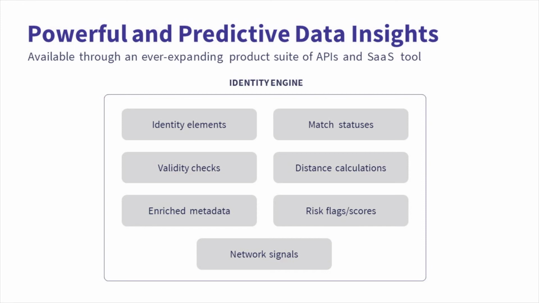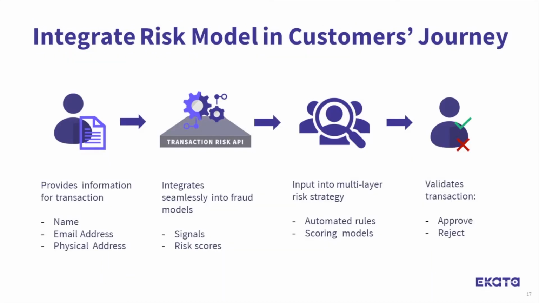Great. Can you give us an example of where in a customer workflow this data can be used? In particular for our audience today, are there areas where other payments companies have integrated our data within their workflows? Yeah, sure. In most cases, we see a consumer provides information for a transaction. This can include details like name, email, address, phone, and IP. Then you can call our transaction risk API.